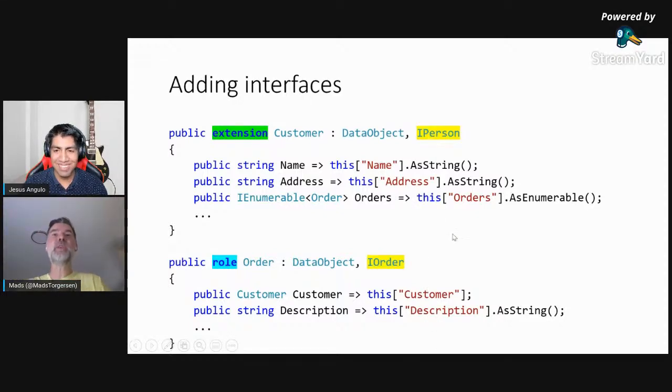Maybe you could also use them to implement more interfaces. So maybe we could say that when I look at my data object as an order, it also implements another interface.